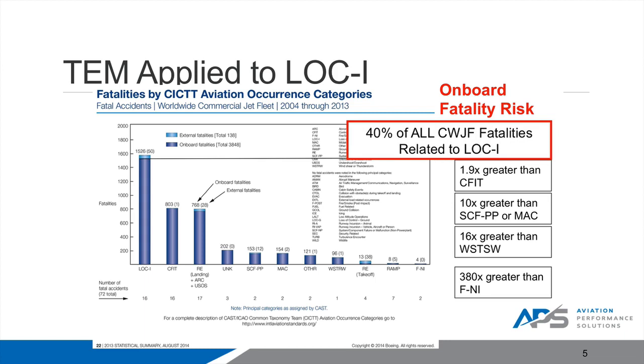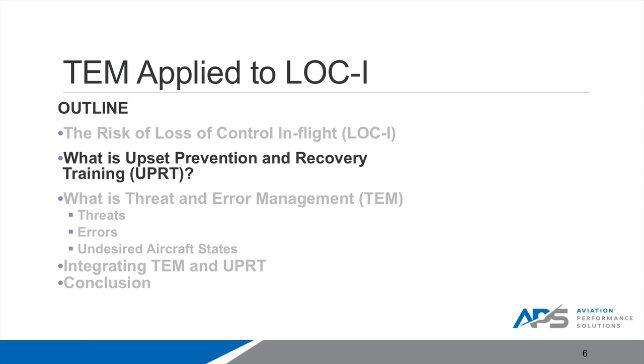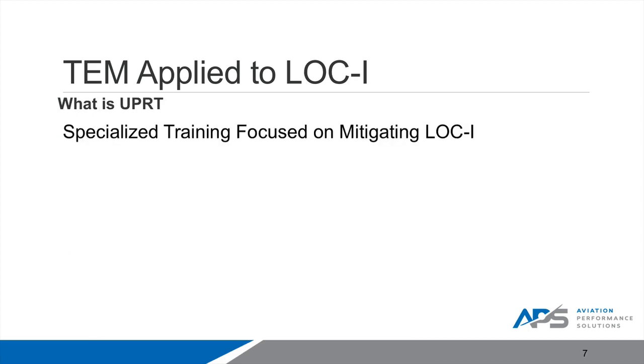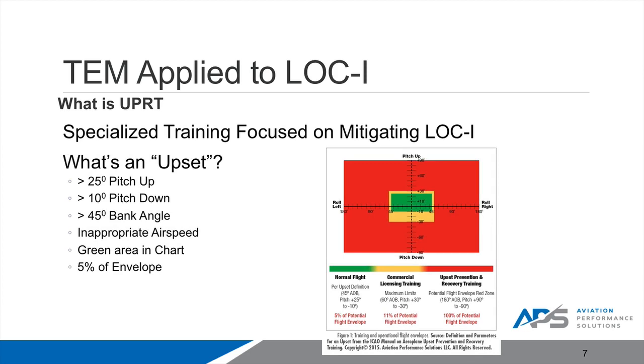So loss of control in flight or an upset can be prevented or recovered from with proper training. But what is an upset? Well, upset recovery training is specialized training focused on mitigating the loss of control in flight threat. An upset, defined by the various documents, is more than 25 degrees pitch up, more than 10 degrees pitch down, or greater than 45 degrees of bank angle, or being within those parameters but at an inappropriate airspeed. Those parameters bound the green area in the chart, and you can see that's a very small portion. As a matter of fact, slightly less than 5% of the full flight envelope.